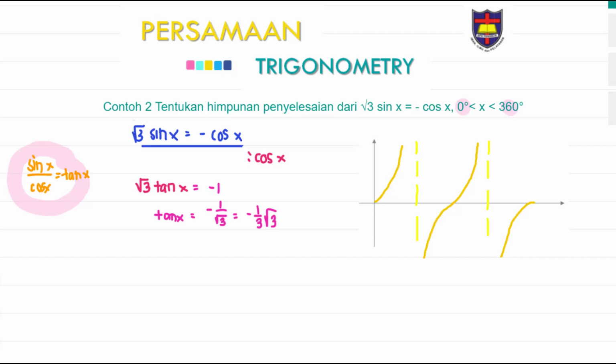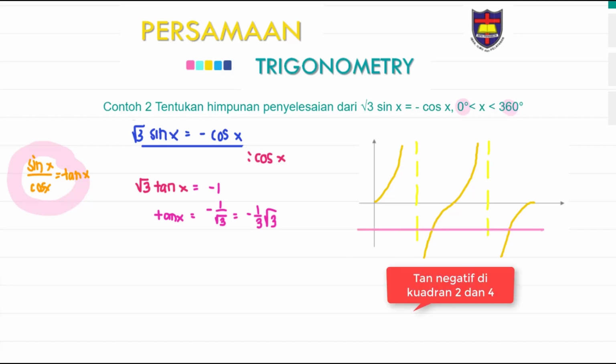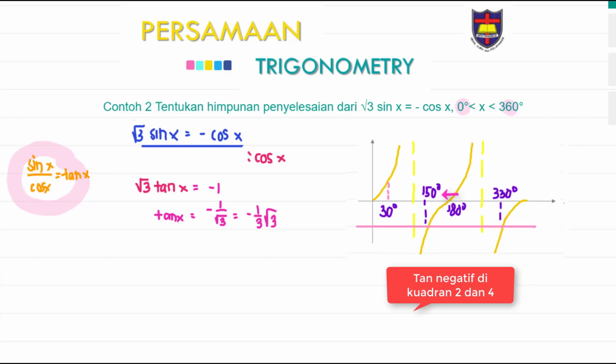Then for the value of minus 1 over 3 square root of 3, we will have this line which passes through y equals minus 1 over 3 square root of 3, and we confirm here that tangent is negative in quadrant 2 and quadrant 4. How do we find those intersection points? The first one, we know that tangent 30 is 1 over 3 square root of 3. Then from this 30 degrees, here we can see the intersection with the x-axis at 180 degrees. So from this 180 degrees, it goes to the left to 150 degrees.